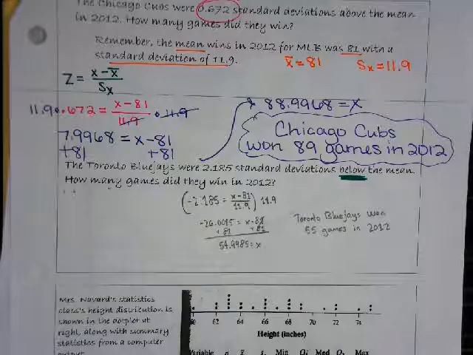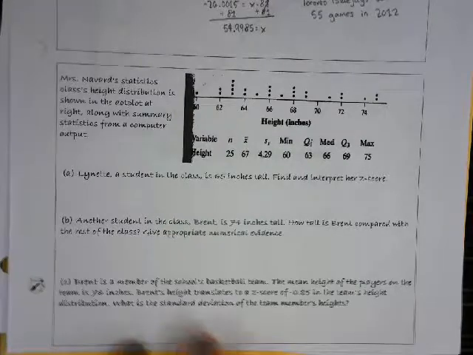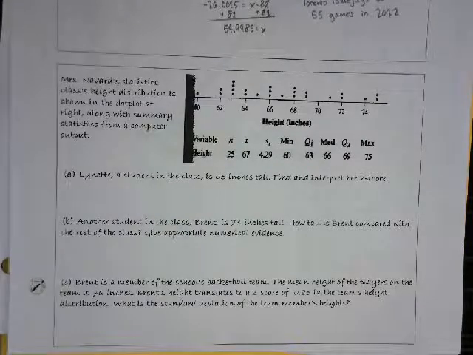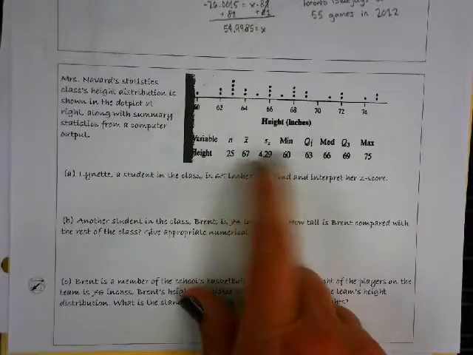So you guys are going to do these three on your own. It says, Mrs. Navard's statistics class's height distribution is shown in the dot plot at the right, along with a summary. We got the dot plot of their heights. Then below is the computer output that gives the summary statistics: the number of kids in class, mean, standard deviation, then your five number summary. You guys are going to answer A, B, and C.